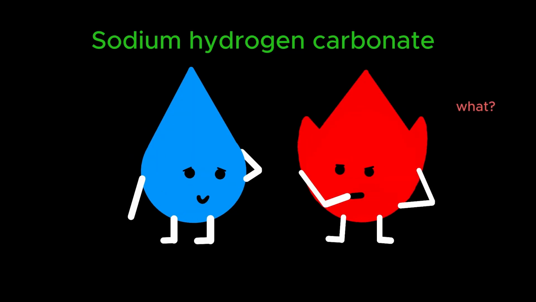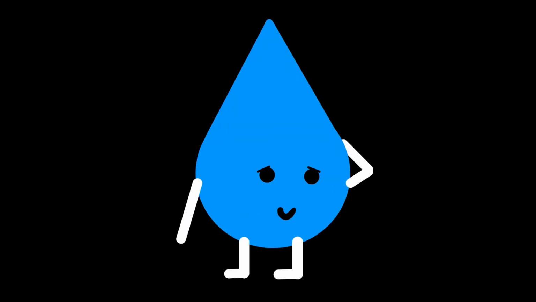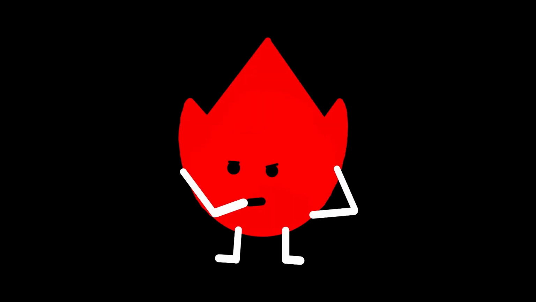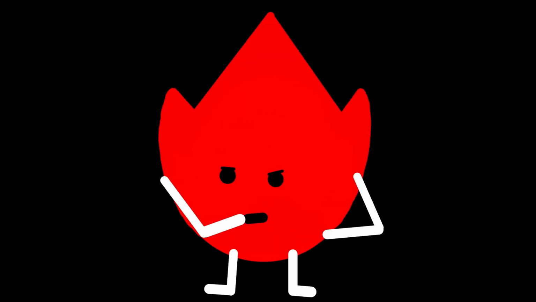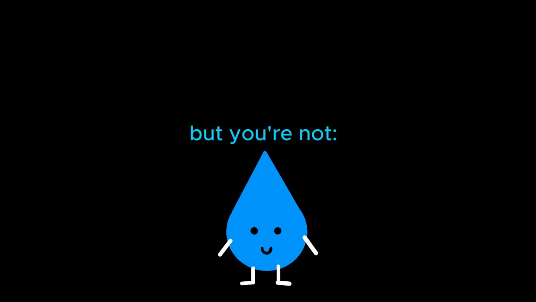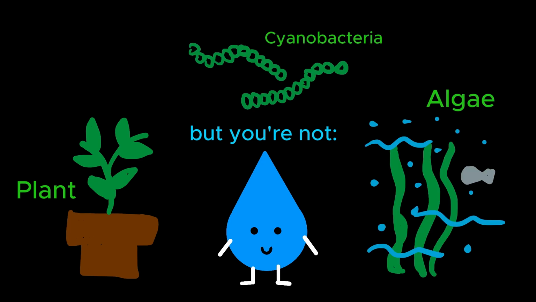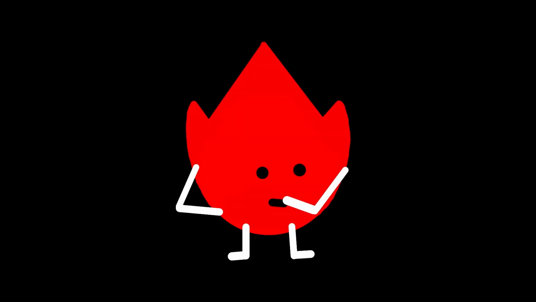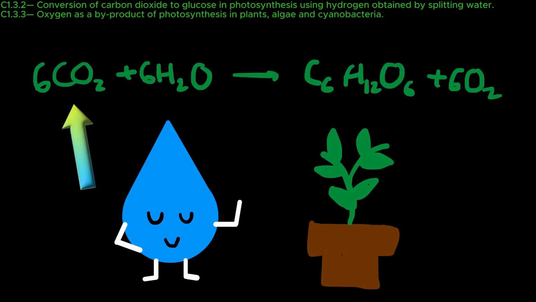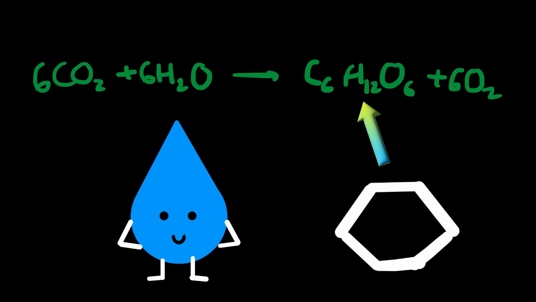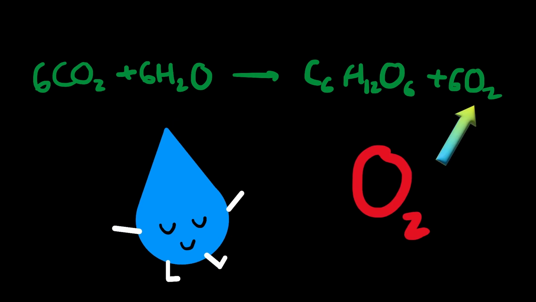Sodium hydrogen carbonate. It basically releases carbon dioxide into the water for the plant. Wait, isn't carbon dioxide what you don't need and breathe out? Yeah, but you're not a plant, or algae, or cyanobacteria. They do photosynthesis. They use carbon dioxide and water to form glucose and oxygen. Glucose is basically their food, and oxygen is released.